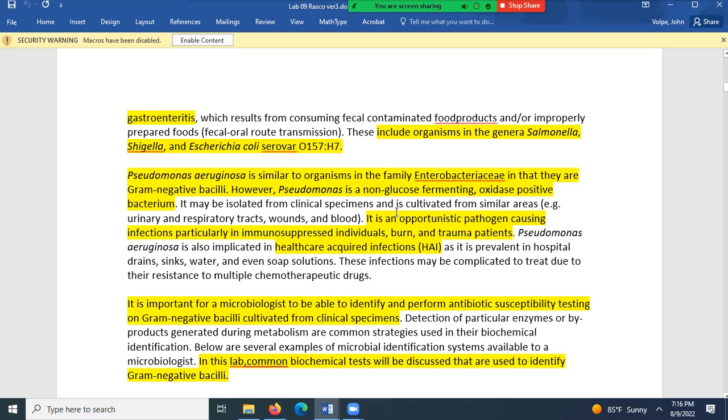Pseudomonas aeruginosa is an opportunistic pathogen and a human pathogen, meaning a frank human pathogen in immunosuppressed individuals, burn patients, and trauma patients. Pseudomonas aeruginosa is also implicated as a healthcare acquired infection or a nosocomial infection. And it tends to grow in any environment that's liquid, moist, even dilute soap solutions.